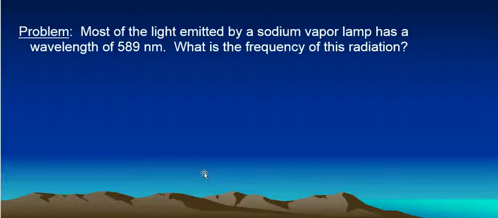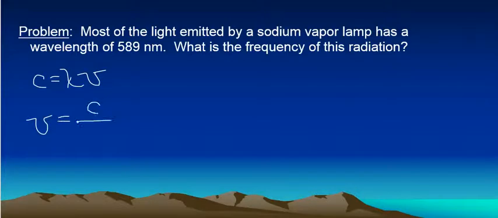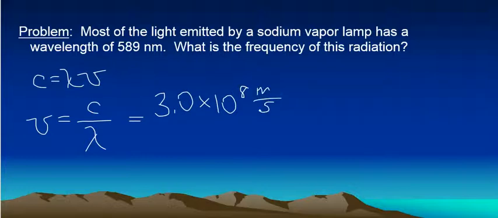Okay, in this problem, most of the light emitted by sodium has a wavelength of 589 nanometers. What is the frequency? Again, one of the most common equations that we will use is c equals lambda nu. I want to solve for frequency, I want to solve for nu. So I'm going to rearrange: c divided by wavelength. c is the speed of light. Speed of light is constant, 3 times 10 to the 8th meters per second.